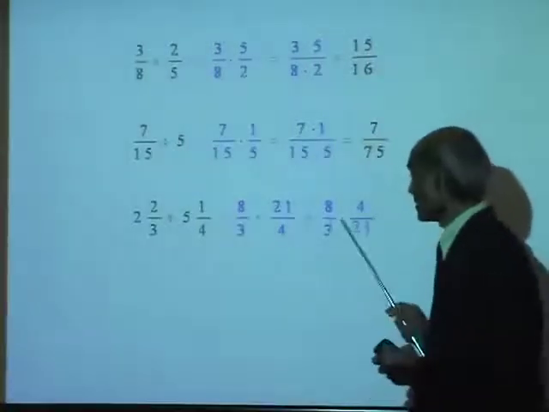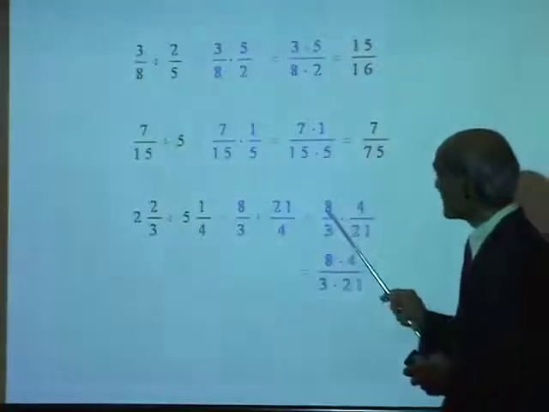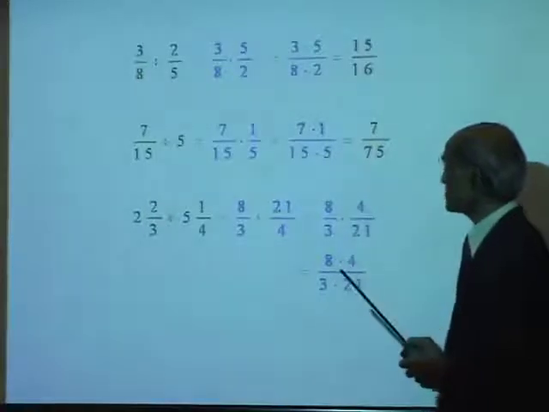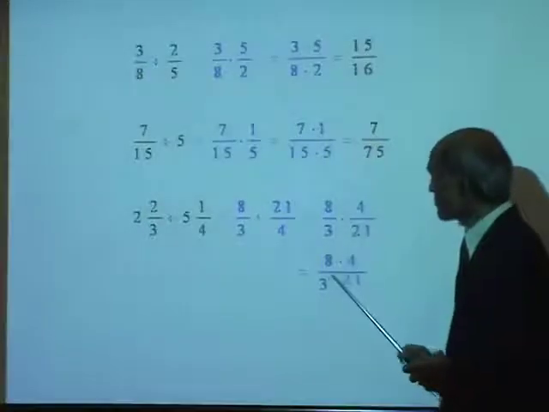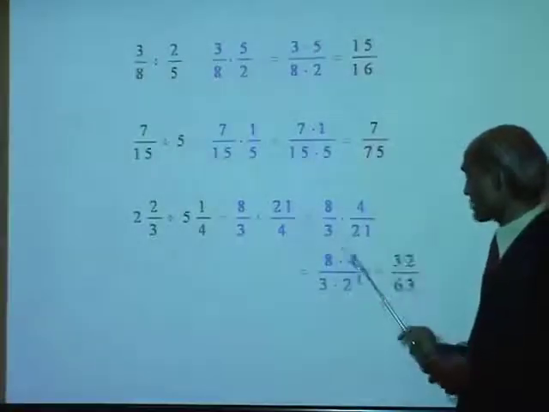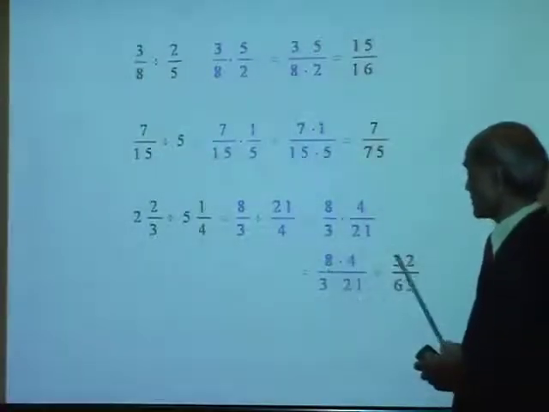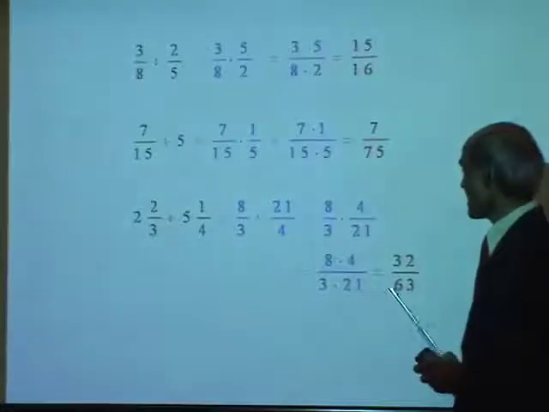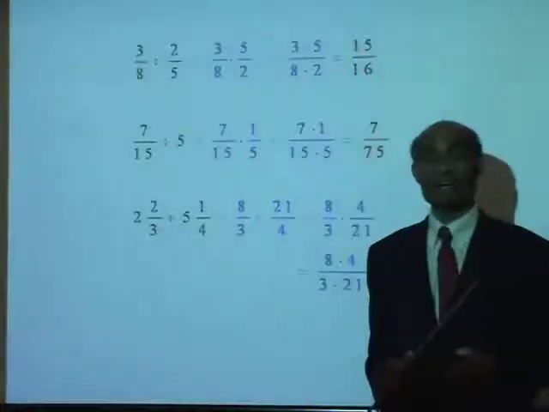I don't think so. So we multiply the numerator. 8 times 4 is the numerator. 3 times 21 is the denominator. Okay? And that is 8 times 4 is 32. 3 times 21 is 63. Is the answer.